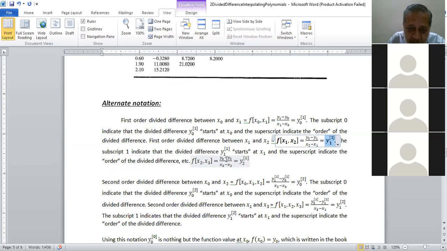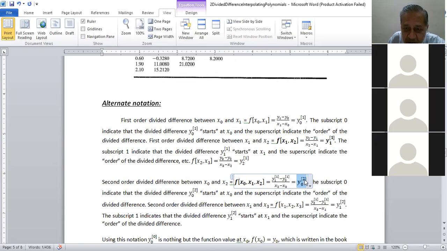So we'll be using x2, y2, and x3, y3 to make this first order divided difference. When we go for higher order divided difference, for example, second order divided difference, it will use 3 points from x naught y naught, x1 y1 to x2 y2. These 3 points are used. This is one notation, and this is the other notation. The meaning is same.